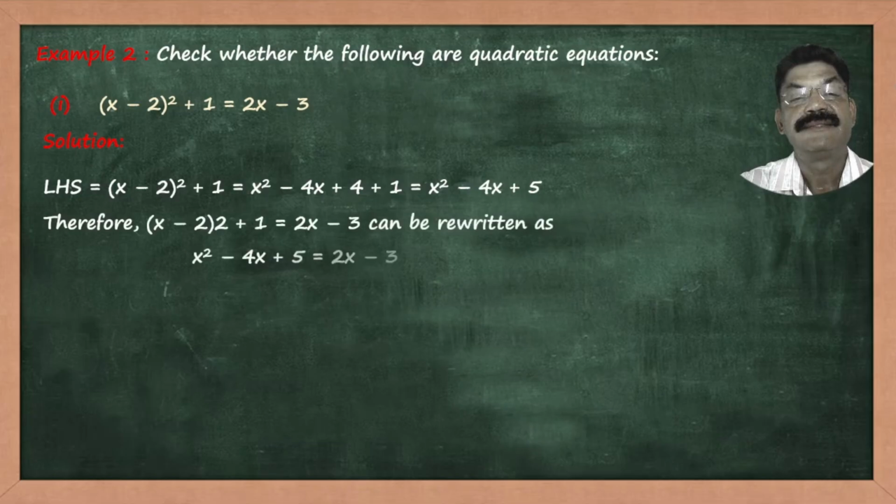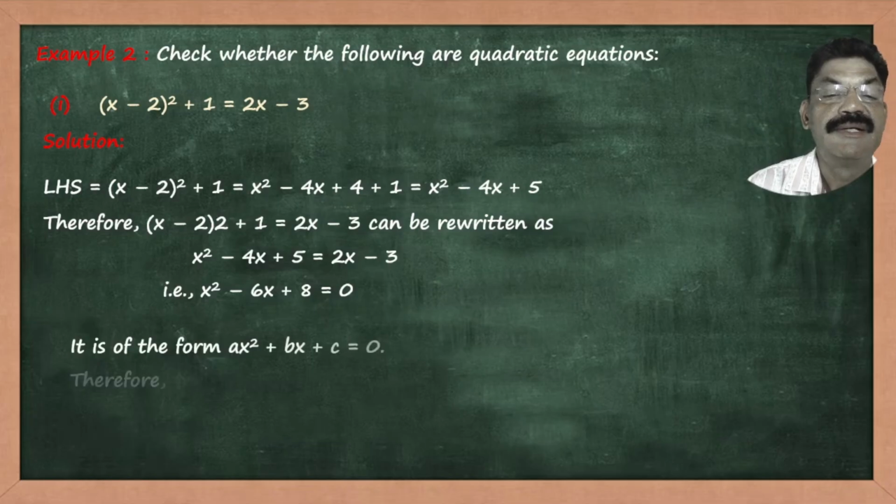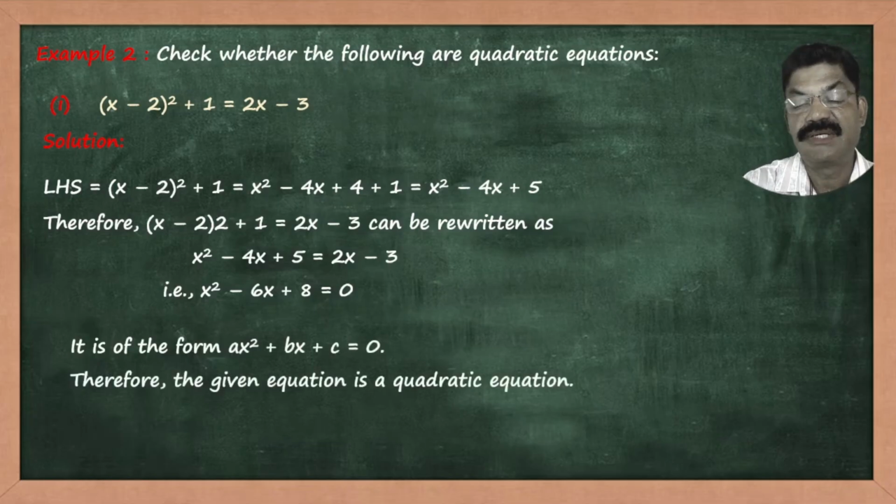Right hand side is 2x minus 3. Therefore, I equate left hand side and right hand side. I get x square minus 6x plus 8 is equal to 0. So this is of the form ax square plus bx plus c is equal to 0. Therefore, it is a quadratic equation, no doubt at all.